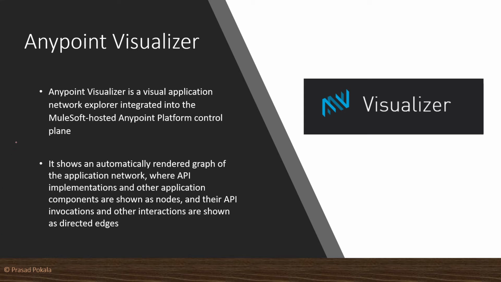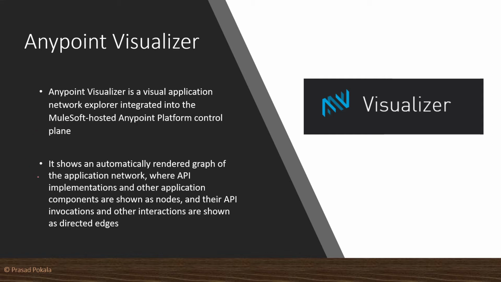In this lecture, let us first see how to visualize the application network with Anypoint Visualizer. Anypoint Visualizer is a visual application network explorer integrated into the MuleSoft hosted Anypoint platform control plane. Just like for the on-premises one, we use many network monitoring tools, correct? But they are down to the level 4 or very low-level TCP packet level network explorers, whereas from the point of view of the MuleSoft Anypoint platform, this is a visual application network explorer which dynamically renders the network traffic as a graphical representation.